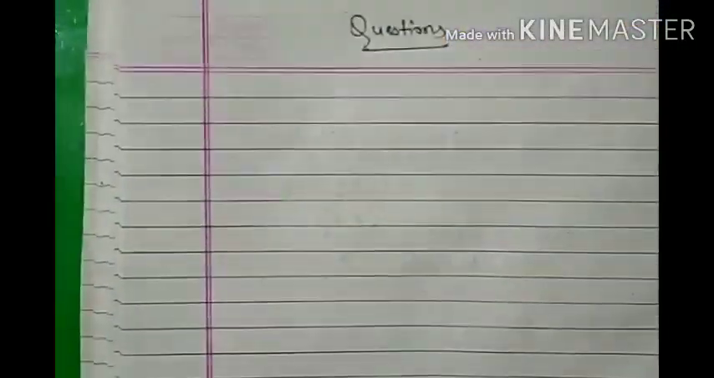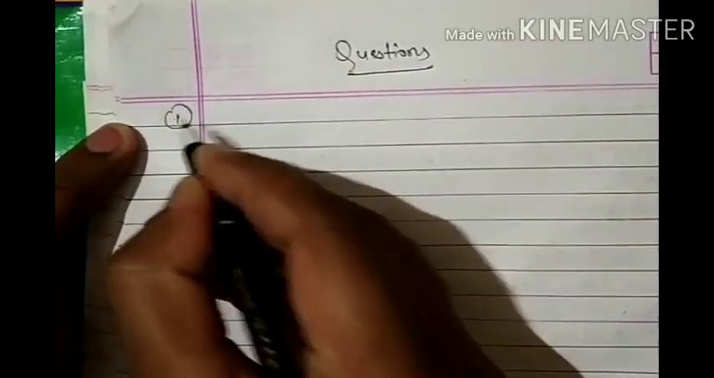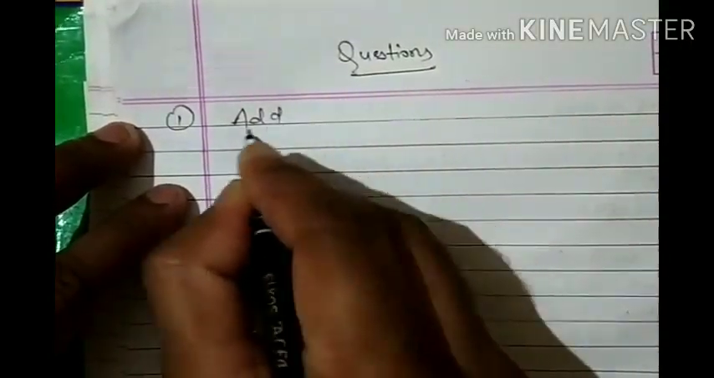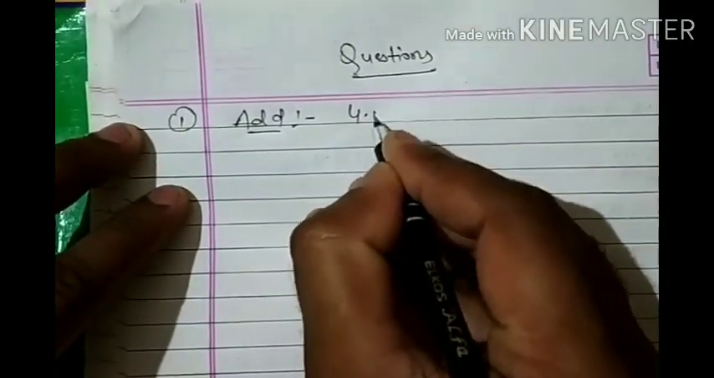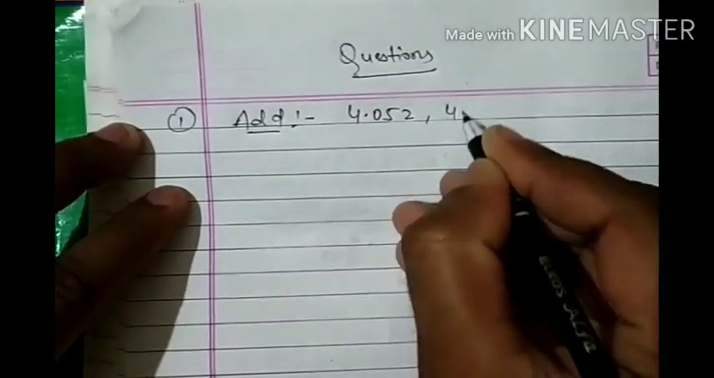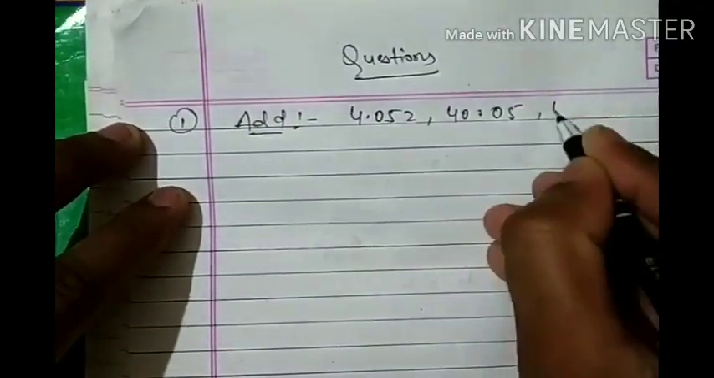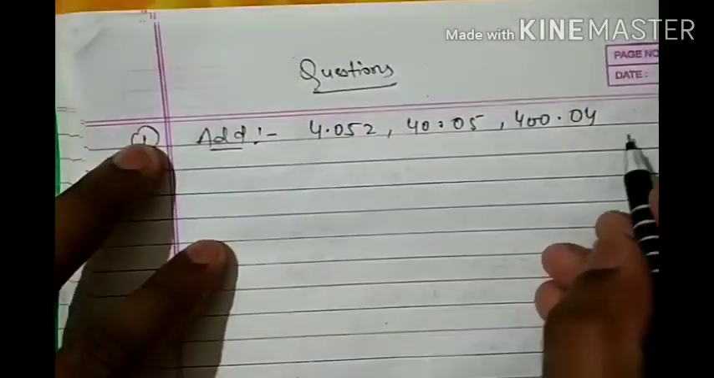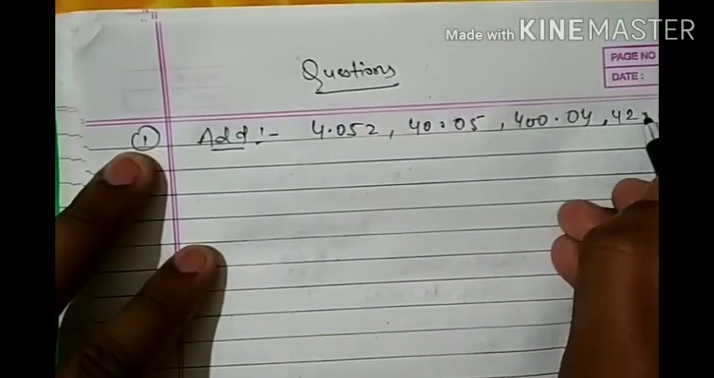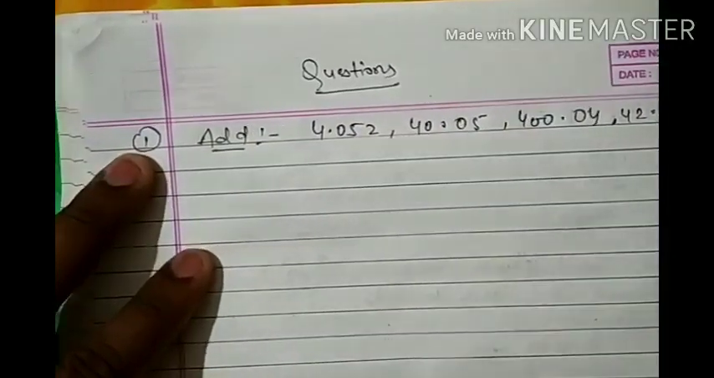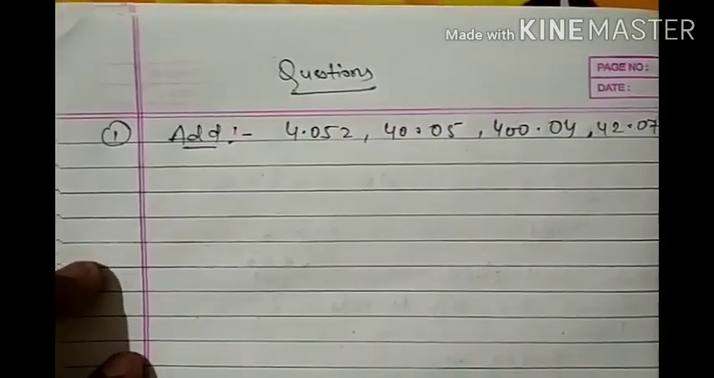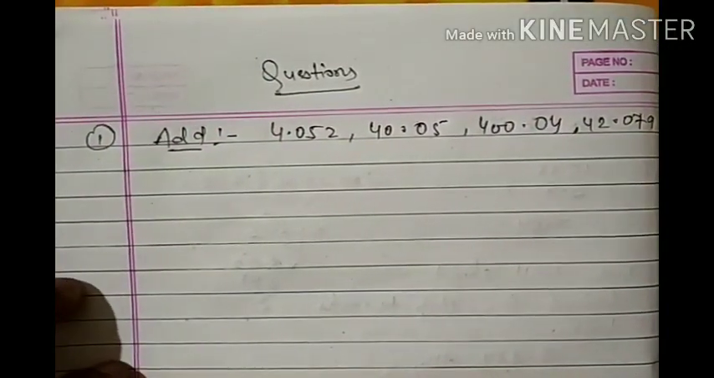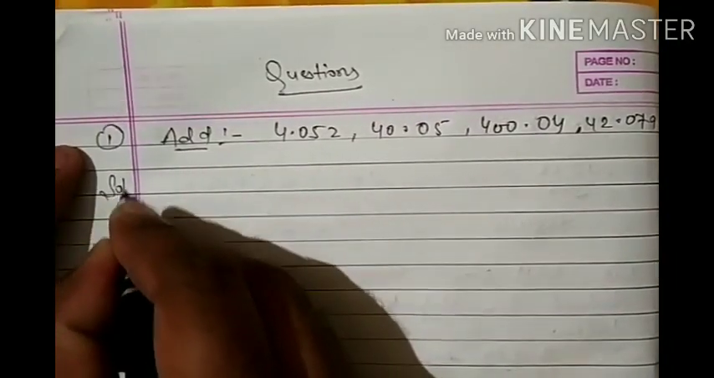The first question: we have to add 4.05, 40.05, 400.04 and 42.079. You all know how to add this type of question. Very clearly we will add it.